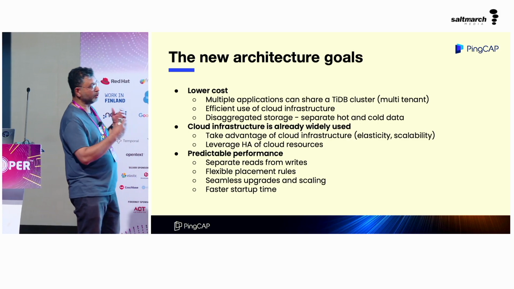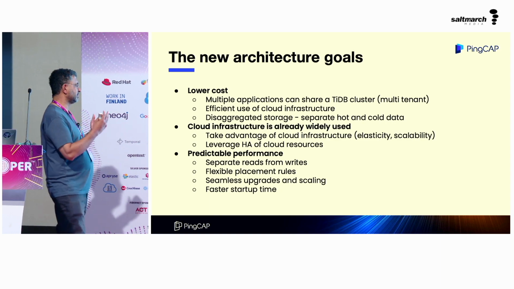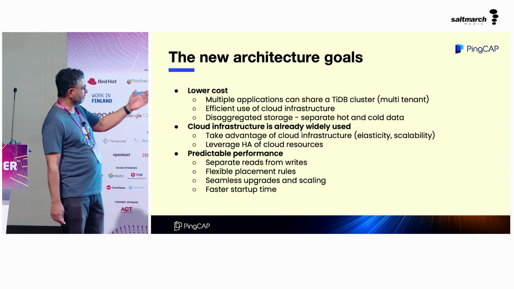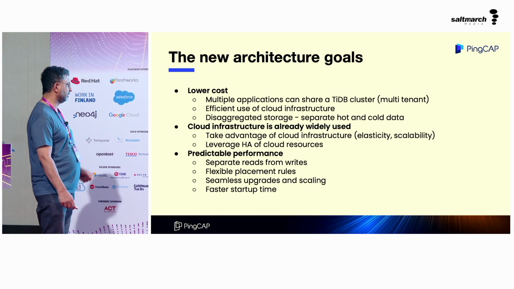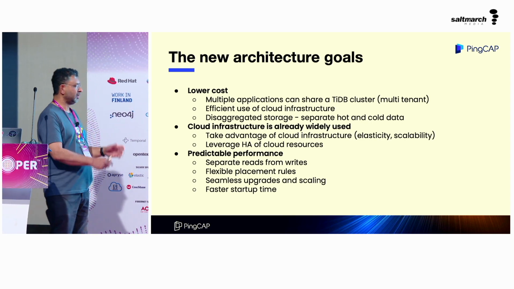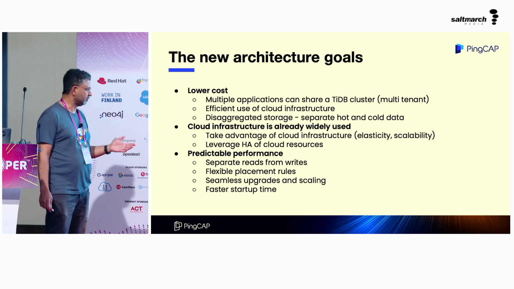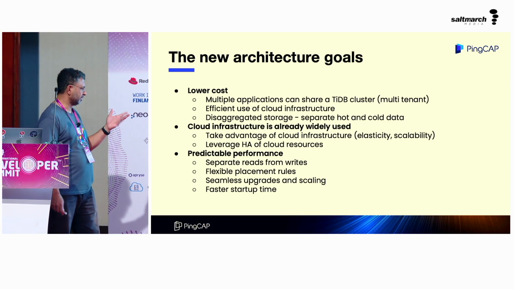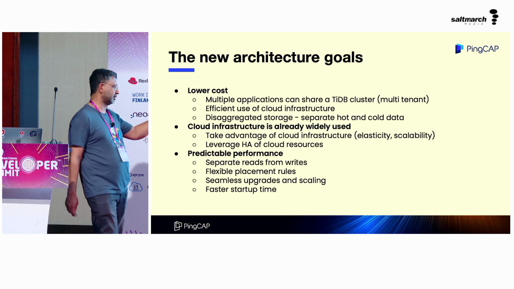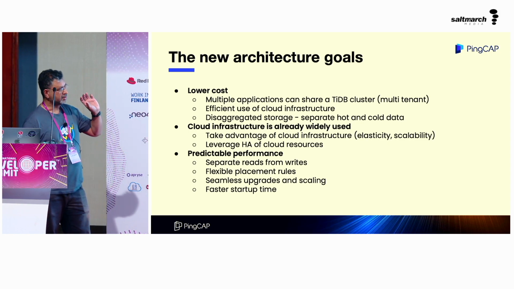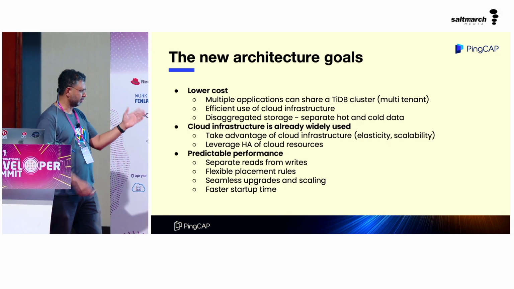So you want to leverage cloud's elasticity and scalability. You want to leverage the HA features that are built in. You want predictable performance. You want to separate the reads and writes, the placement rules. Upgrade scaling is like standard. And faster startup time is also important for serverless type of applications, and so I'll go into some detail there.